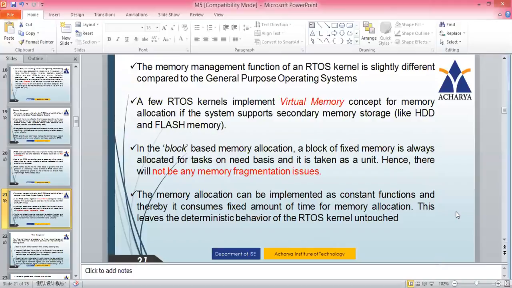Because of this, the particular embedded system will always behave in a specific way, meaning the behavior is deterministic within the specified duration of time because of the flexibility provided in the memory allocation. So there will not be any delay in any memory allocation, which enables it to work within deadlines.